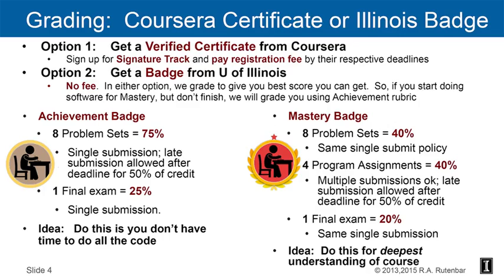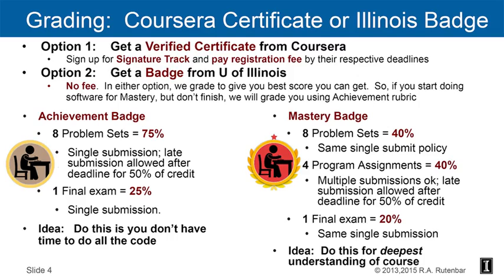So let me talk for a second about grading in the class, and in particular about our 2 badge options. So there's basically 2 paths through the class. As shown on the left, one path will get you an achievement badge. So there are 8 problem sets, and those will be worth 75% of the credit. Those are single submission. Late submission will be allowed after the deadline for 50% of the credit, and there'll also be a final exam worth 25% of the points in the class, also single submission. And the idea is that you should be doing this path if you just don't have time to do all of the code.